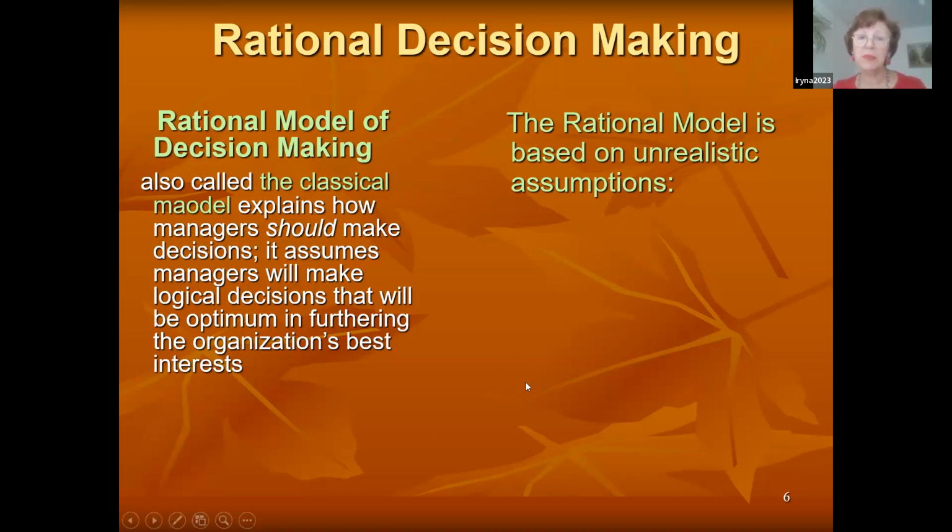Well, decision-making theory started with rational models, or the so-called classical models. Actually, they are prescribing models, so how managers should make decisions. And a rational model is based on the assumptions that we make logical decisions and managers act in the best interest of the company.